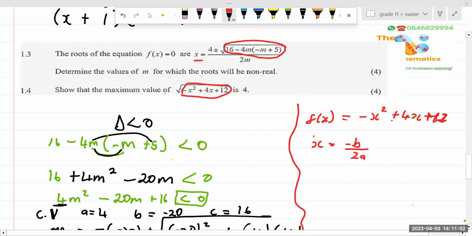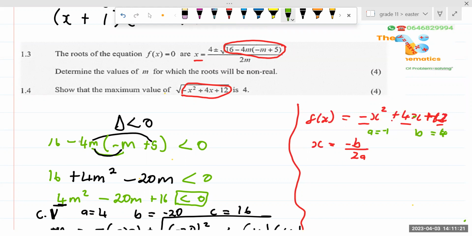Okay, let's move on, guys. So from here, look at this. You know what your A is, you know what your P is, you know what your C is again. What is A? A is minus 1. What is P? Positive 4.